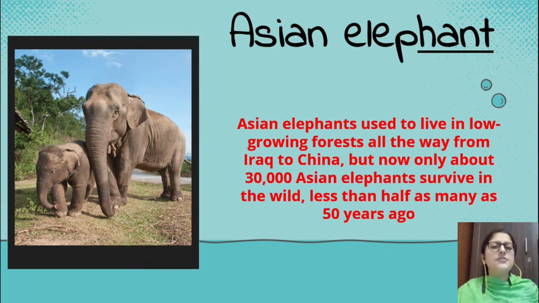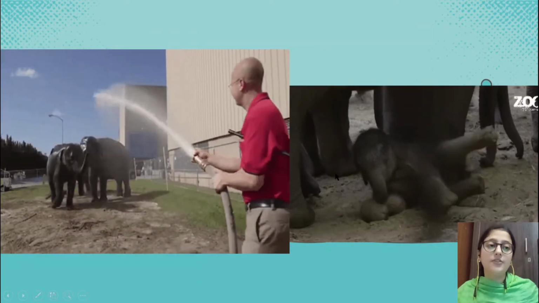In fact, around 50 years ago, there were about 60,000 elephants. And in these 50 years, a lot of new births would have taken place. Yet, the number has only reduced to a half, okay?